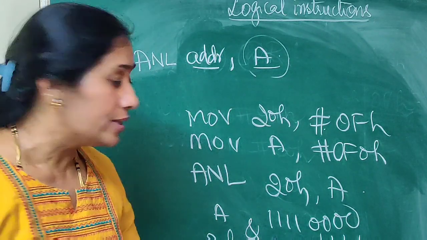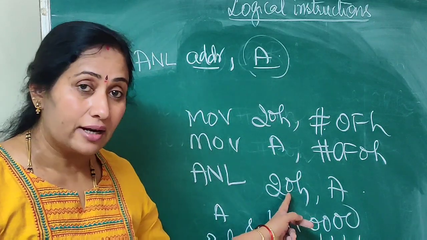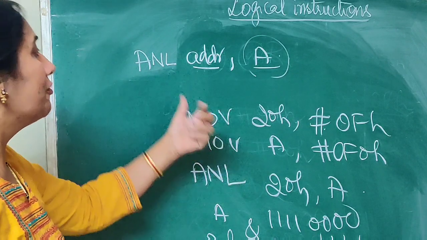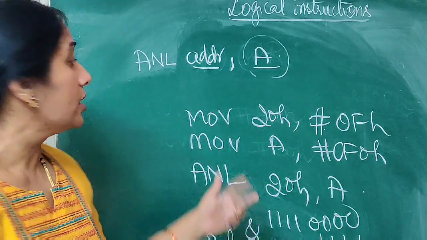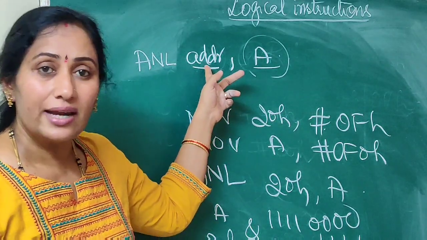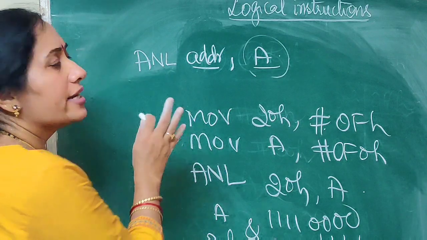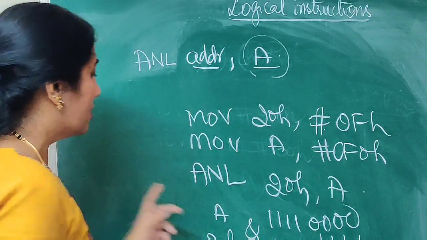Where is the result going to be stored? The result is going to be stored in the direct address which is specified in the instruction. So this is different from the previous one. When you compare, there the accumulator was the destination, but here the memory location is the destination. So this particular instruction is supported by direct addressing mode. Okay, what is the length of the instruction?